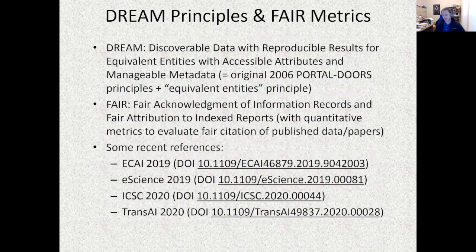A brief restatement of the DREAM principles and ferrometrics, because that came up yesterday in some discussion at yesterday's lightning talks. But in 2019 we renamed our original Portal Doors principles the DREAM principles, because we also added one very important new principle that had not been part of the original collection, and that was the equivalent entities principle.